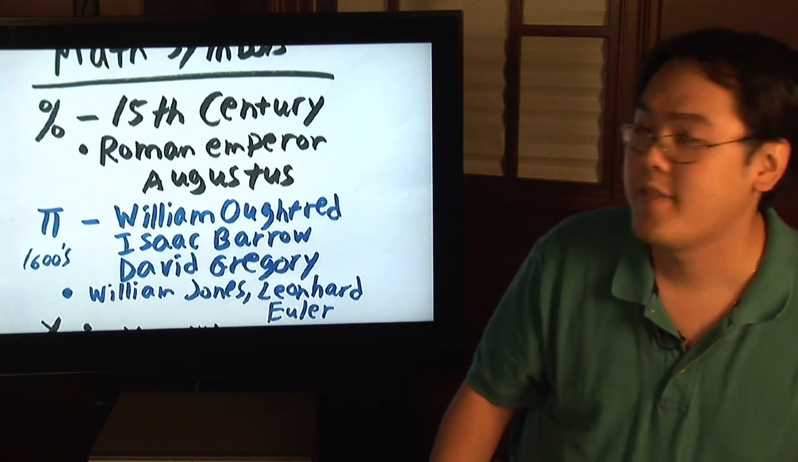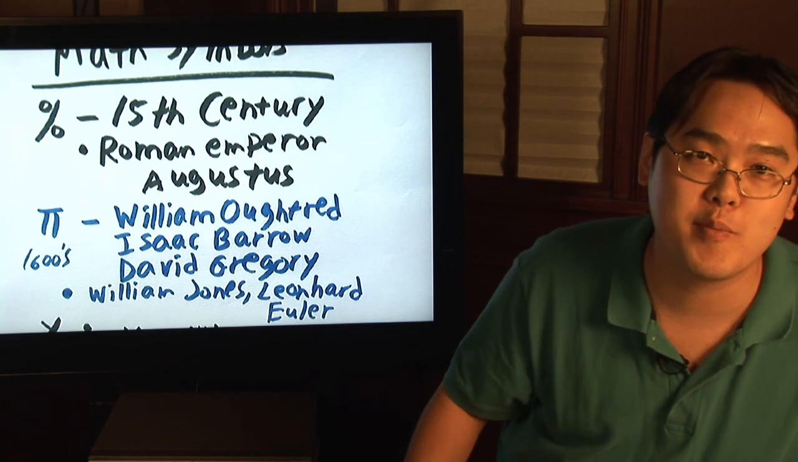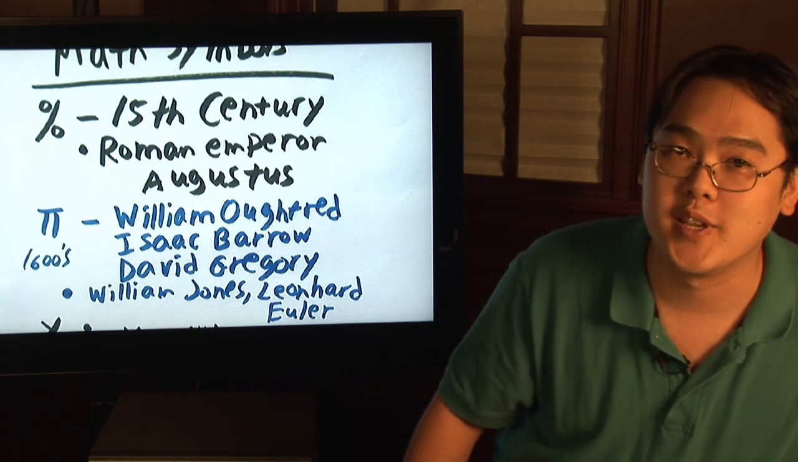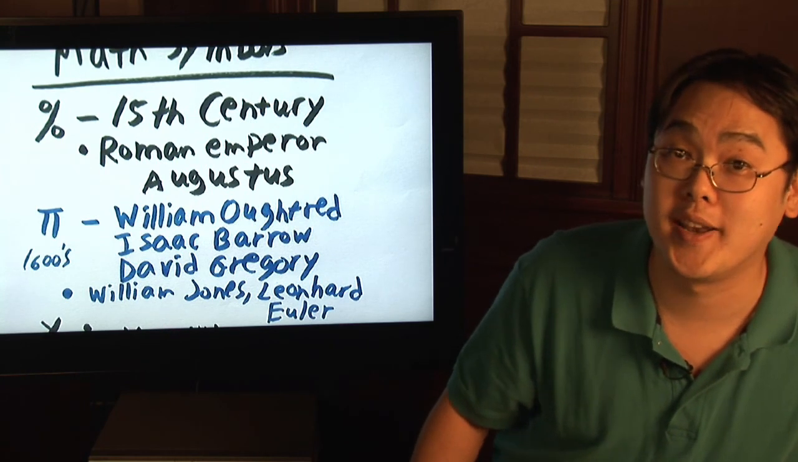Next up, we have that famous symbol pi. Yes, the number that keeps on going, we know it to be approximately 3.14, but up till now, they still are working on the last digit, and they're still working on it.